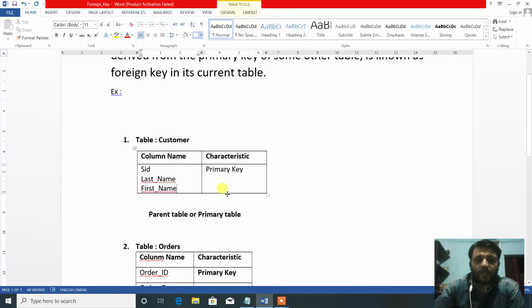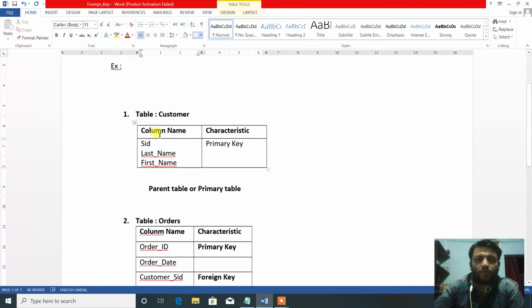So in SQL you have to first create the parent table, and you have to also insert all the records.